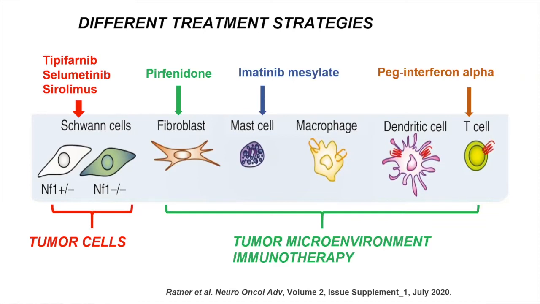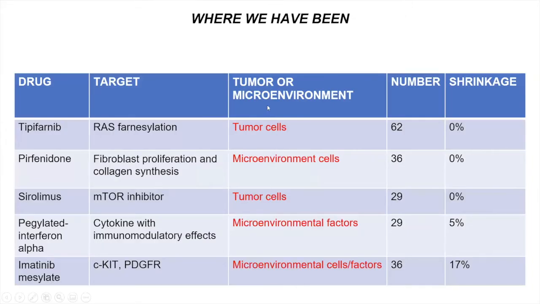Now in the next slide, I'm going to talk to you about the results of all of these clinical trials. And what I've tried to do here is summarize the drug that we've used in the clinical trial. What is the specific target of the drug? Whether this drug is targeting the tumor cell directly or the microenvironment or the immune cell, the number of patients who were involved in this study, and whether any patients who were on these studies had shrinkage in the size of their tumors.